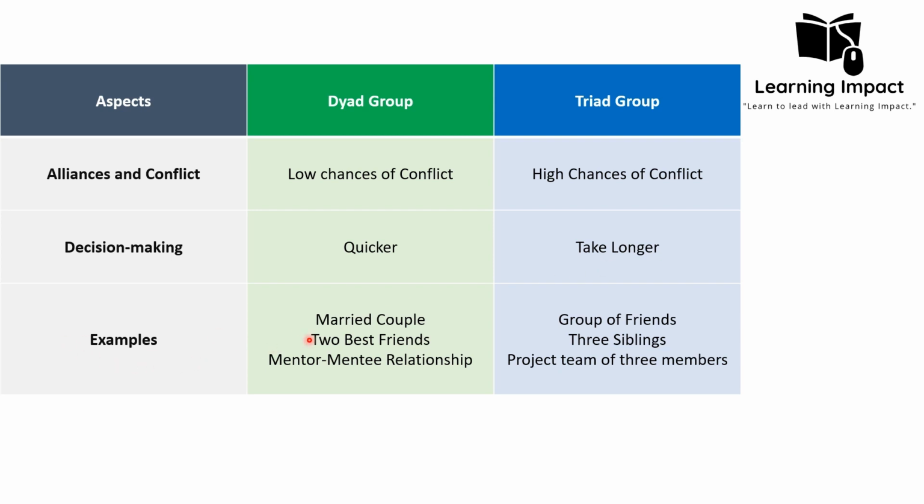Then examples of the dyad and triad group, like married couple, also two best friends, and also we can take the mentor and mentee relation as an example. In case of the triad group, it is a group of friends or three siblings, or also the project team of three members. So any group which has three members and also has some social interaction is a triad group. So this was all about George Simmel's classification of the social group, which was smaller and larger group, and within the smaller group there are then two types, which are dyad and triad group. I hope this lecture will help you to understand the social group types.